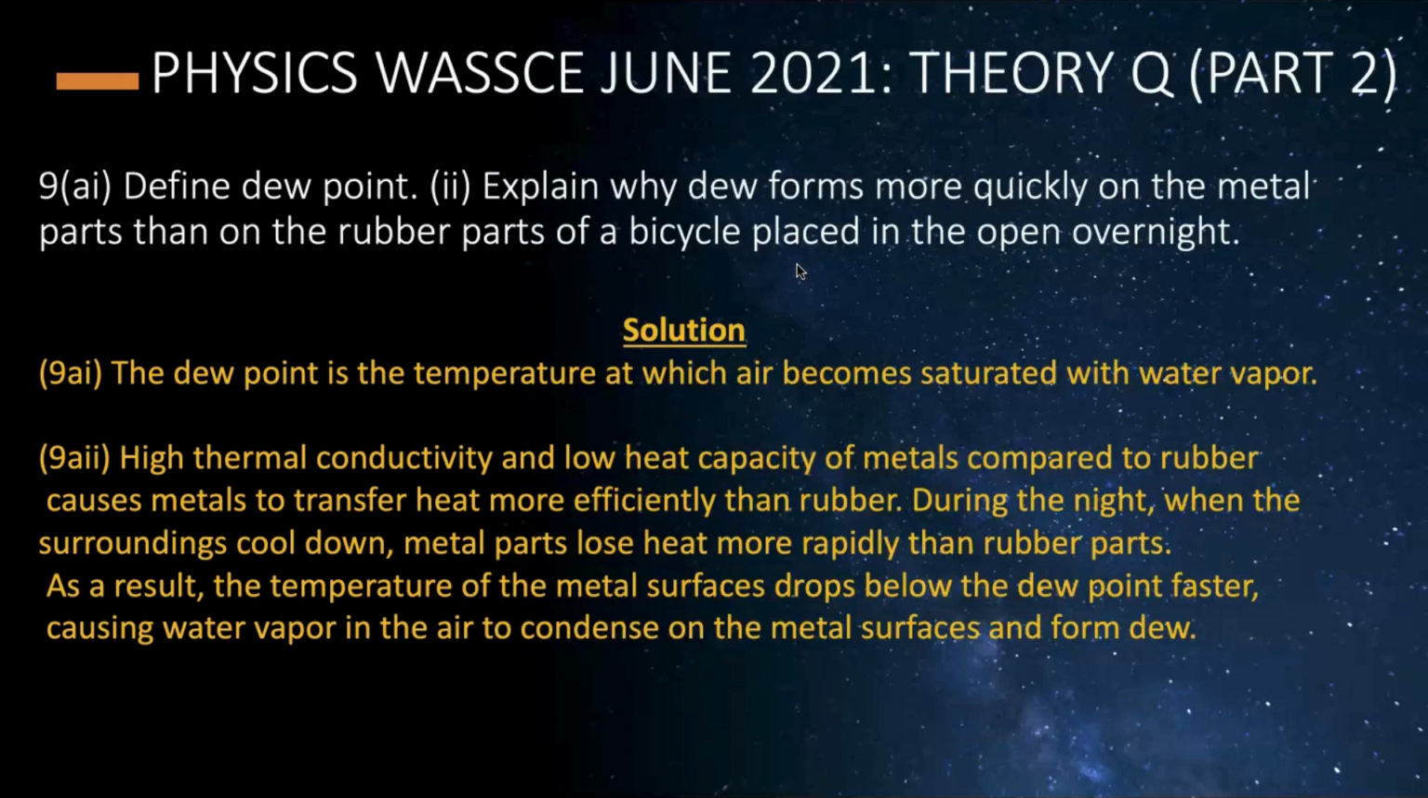So just as the name goes, the heat capacity of a material, right? When a material has low heat capacity, what does it mean? When it has high heat capacity, what does it mean? If you are able to understand that, then it's easy for you to grasp the concept. So, a high thermal conductivity and low heat capacity of metals compared to rubber.